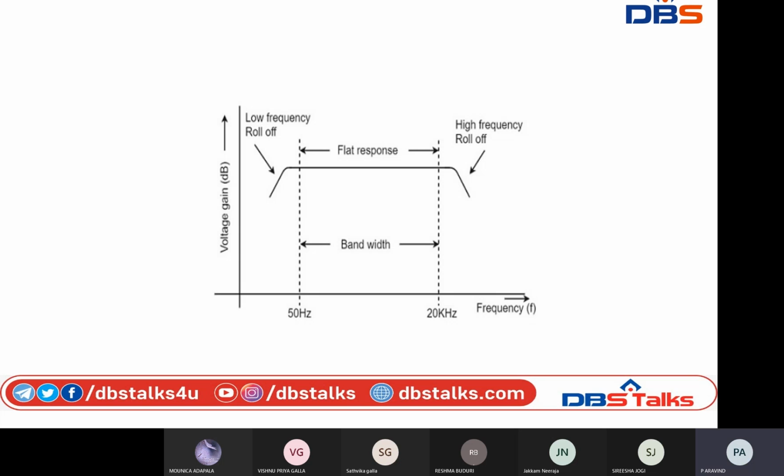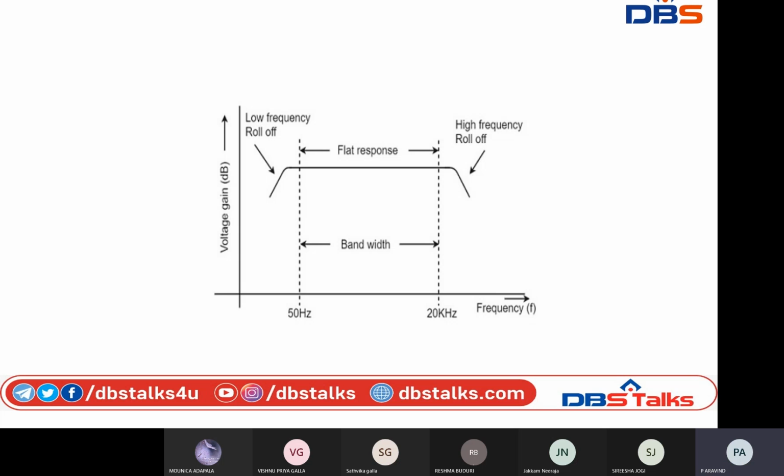And also, if the frequency increases, the reactance of the capacitor Cc decreases, which tends to increase the gain. But this lower capacitive reactance increases the loading effect on the next stage, so there may be a reduction in gain.